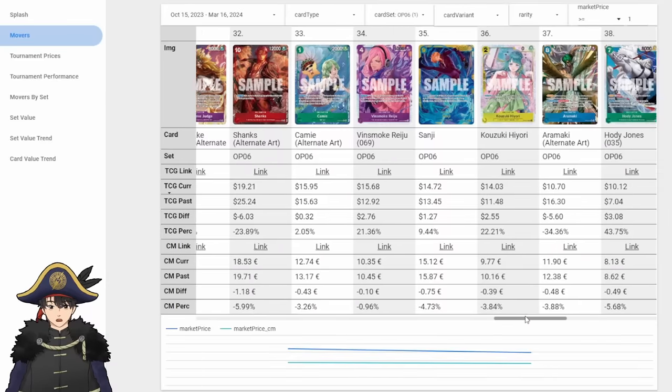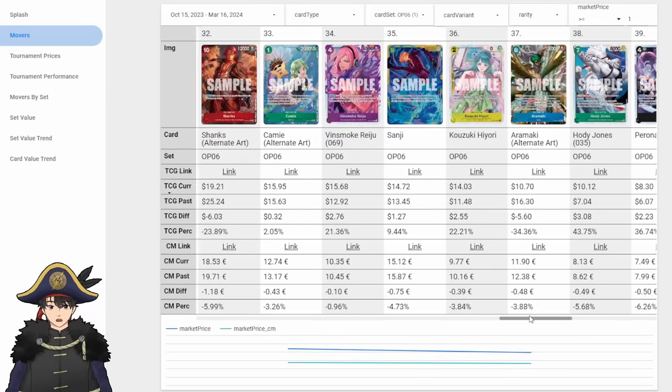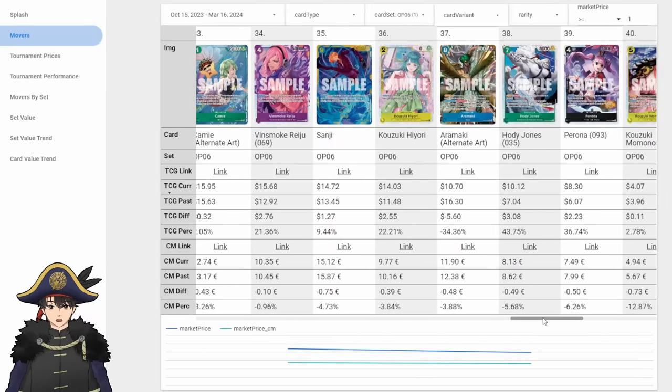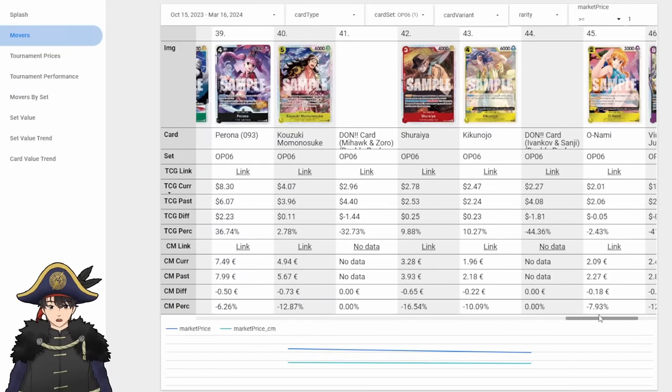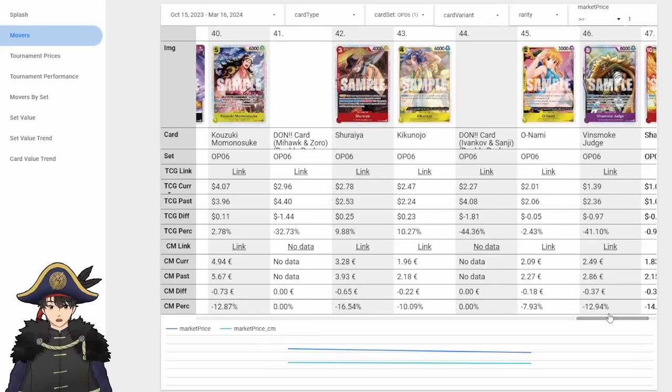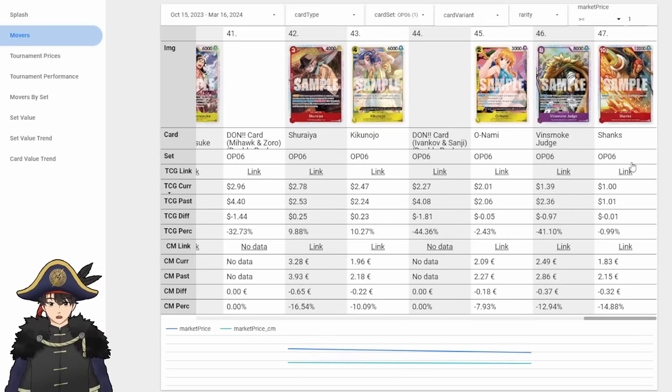Regular Sanji, 14. Regular Hiyori, 14. That's higher than I thought it would be. Woody at 10. Yeah, that's pretty much the rest of 06. And then once we get to the non-SRs, these are just staples like Kikunojo, Onami. Ooh, Shanks is the cheapest SR at a dollar.